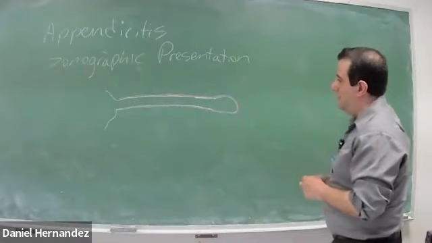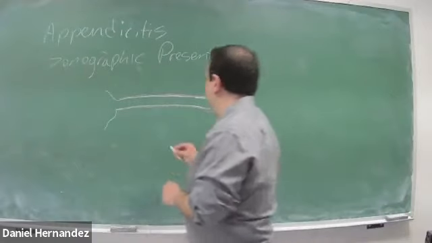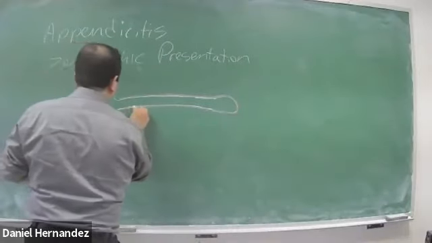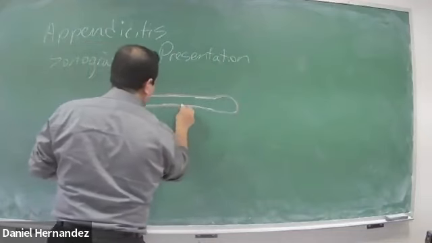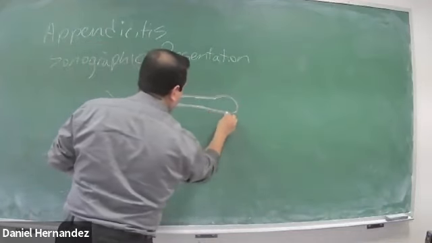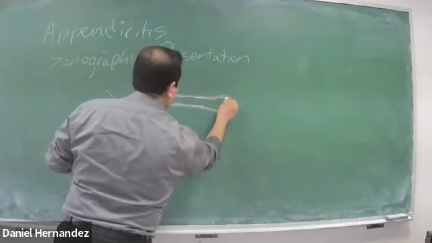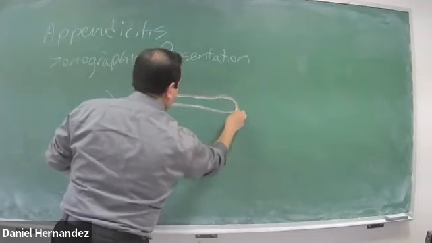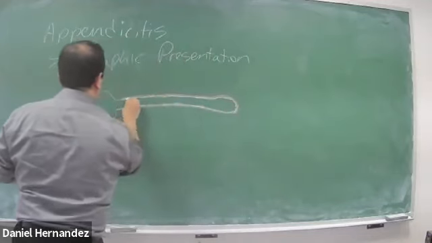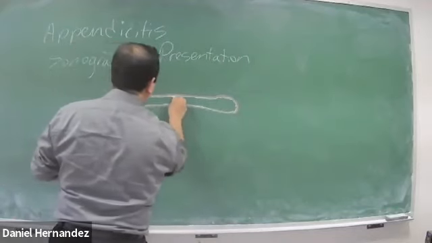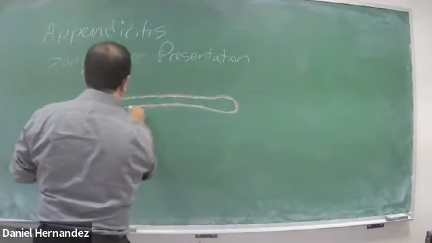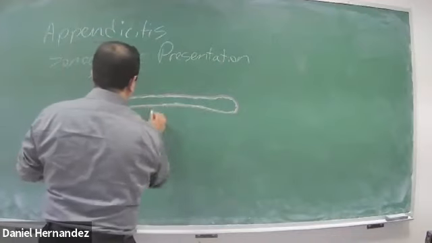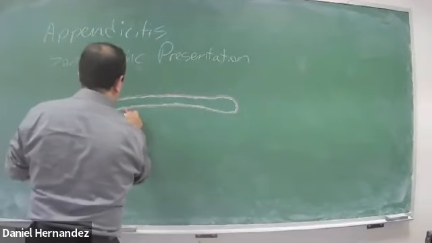You're going to wind up with thickening of your mucosal layers. Again, we mentioned that the appendix will typically have a normal, thin, smooth wall. In appendicitis, those walls become thickened.